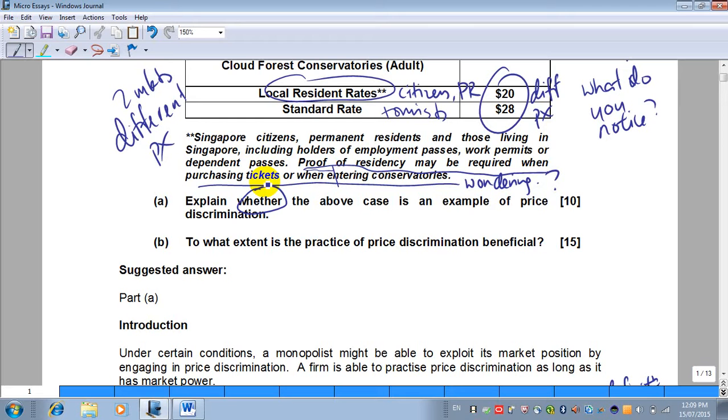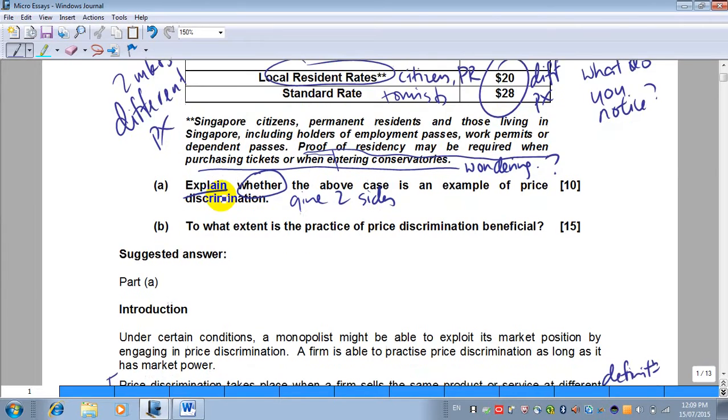When you see the word explain, whether it is or not, you actually need to give two sides, even though the word here is explain, because most of the time when you see the word explain, it's one-sided. That means you just give one side. But because you see the word whether, you need to give two sides, regardless of whether or not the first word is explain, because explain is usually one-sided, but once you see the word whether, you know that it must be two sides.